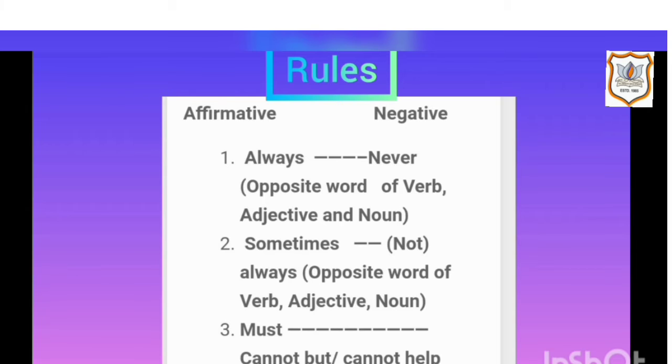Okay, the third rule is, when must is given in the affirmative sentence, we will change it to cannot but or cannot help to change it to a negative sentence. For example, you must listen to your teacher. So we will change it like you cannot but listen to your teacher.